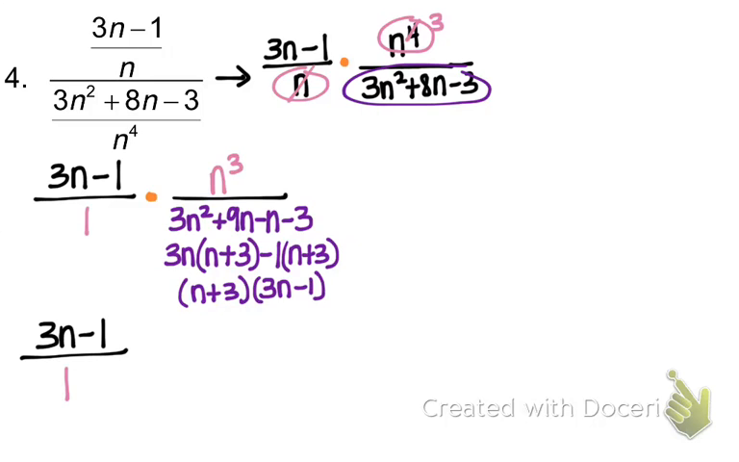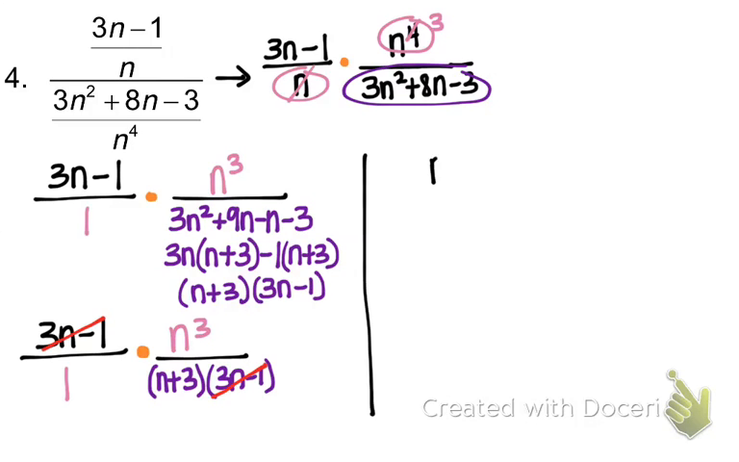So let's rewrite everything so that we can see what can easily be simplified. Well, now that we've factored, we can simplify the 3n minus 1 on top and bottom. So we're left over with n cubed over n plus 3. And finally, n cannot equal negative 3.